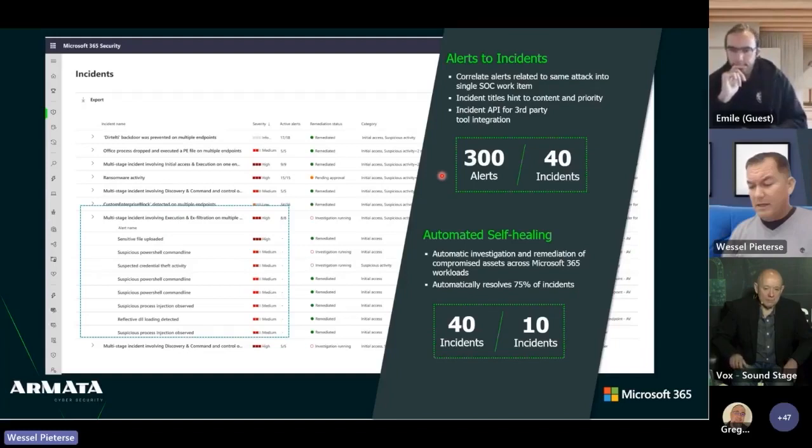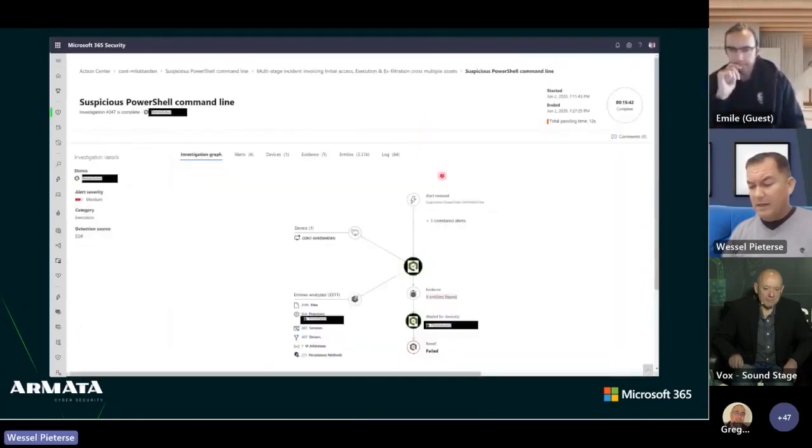Automated self-healing is really another one of those great tools that we have in the arsenal to help us take those multiple alerts and incidents and bring them down, let the system do a lot of the automation and resolve it, so that the security analyst gets on with only the most important information that's available to them.